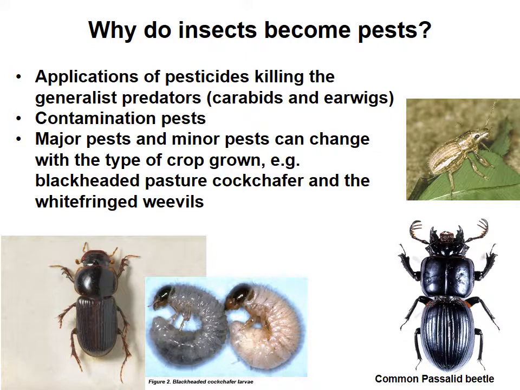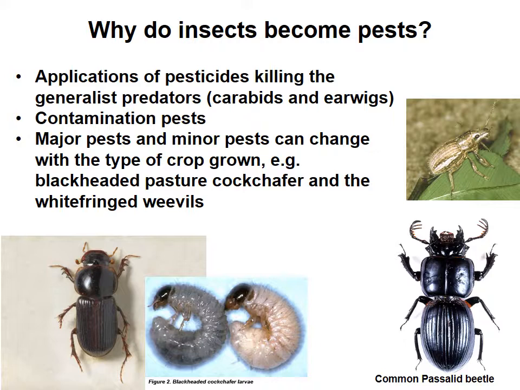It's also possible in many cropping situations that applications of chemicals such as those targeting caterpillars or aphids are actually killing the generalist predators like carabid beetles and earwigs that help to control slugs and mites. And research shows that this occurs quite often.